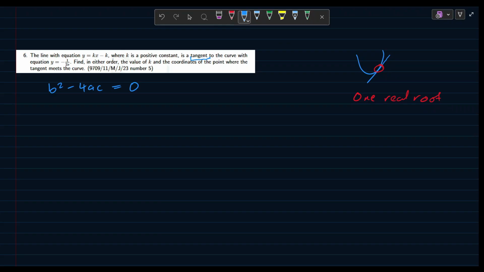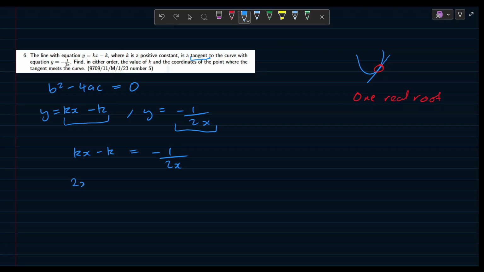Okay, so we've been given the equation of the line to be y equals kx minus k, and the equation of our curve is y is equal to negative 1 over 2x. Since we're looking for the coordinates of the point of intersection, we start off by solving simultaneously. So equate kx minus k to negative 1 over 2x. So kx minus k is equal to negative 1 over 2x, and let's multiply both sides by 2x to get rid of our denominator here.